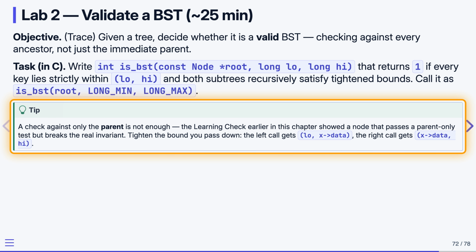This is why the parent-only check fails. Earlier in this chapter, a learning check showed a node that passes a parent test but still breaks the real rule. The fix is to tighten the bounds as you go down. The left call gets low and the current key. The right call gets the current key and high. Pause and try writing it. Try lab 2 first, then let's check it.